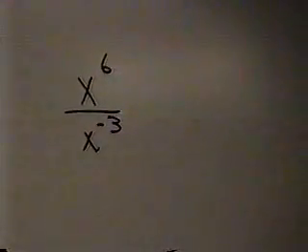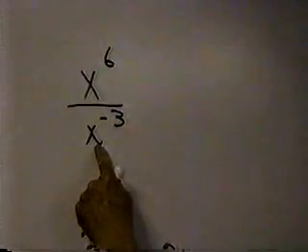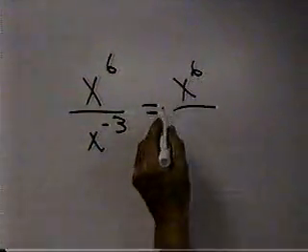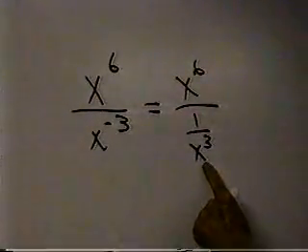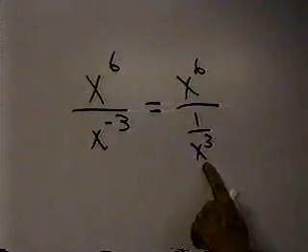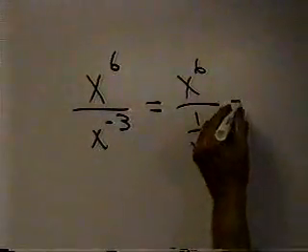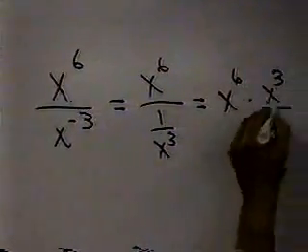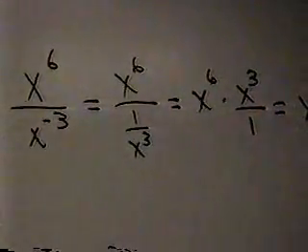Next example, we have x to the 6th over x to the minus 3. Two ways of working this. One would be x to the 6th over, and then move that down, remember. And now when you divide by fractions, you invert and multiply. So this would be x to the 6th times x to the 3rd over 1, which is x to the 9th.